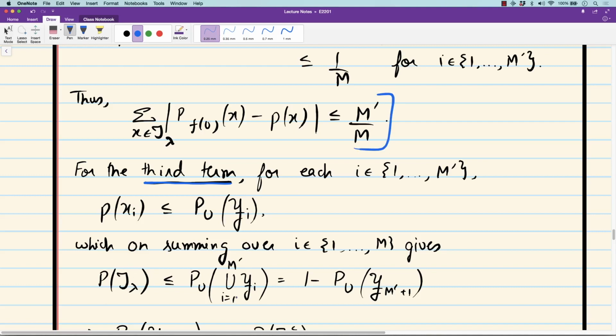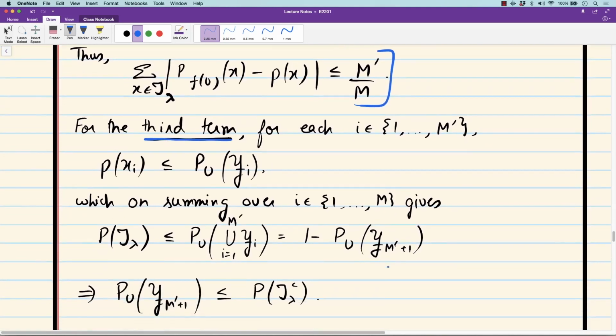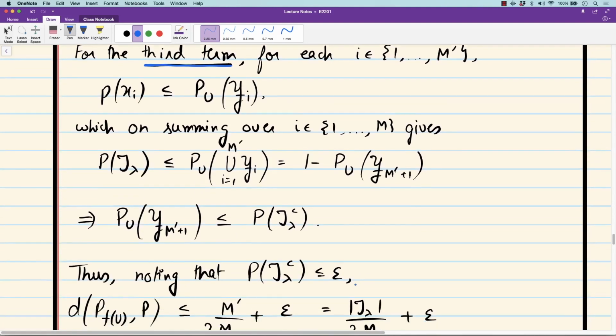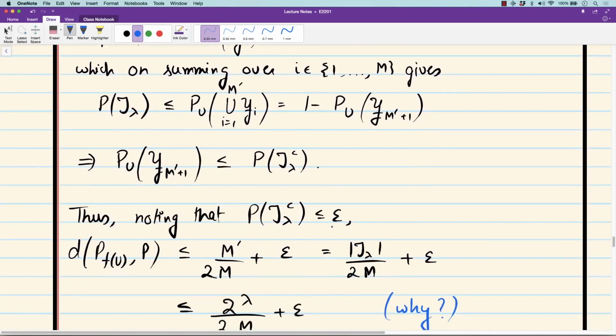And what do you get here? You get the first m prime parts. But remember that we have partitioned the whole 1 to m into just these m prime plus 1 parts. So this is just equal to 1 minus p of the last part under uniform distribution. Correct? So this guy here, we can check from this one, is less than or equal to 1 minus the probability of T lambda complement. So by our assumption, this is less than or equal to epsilon.